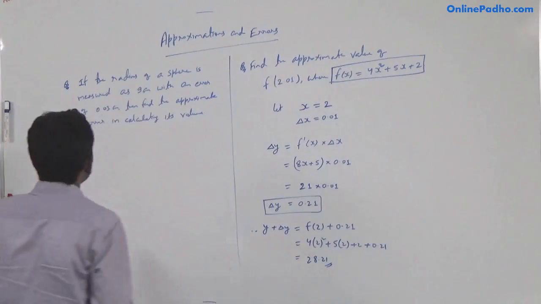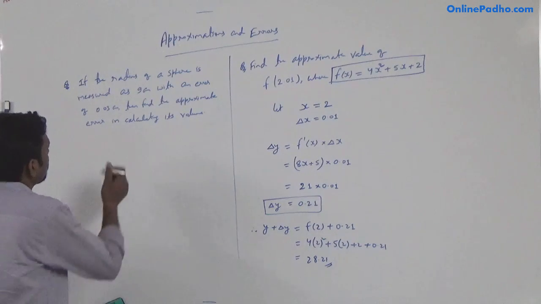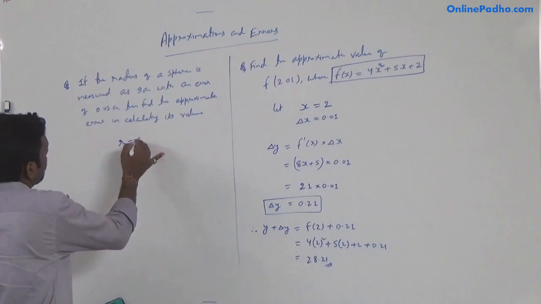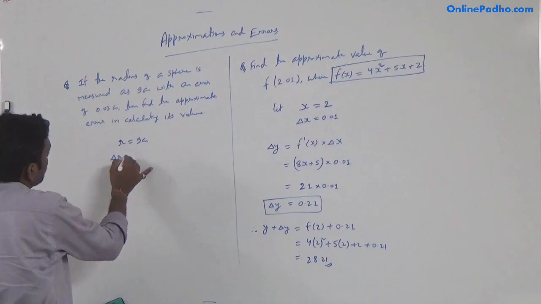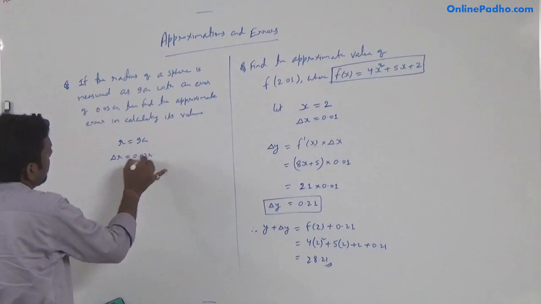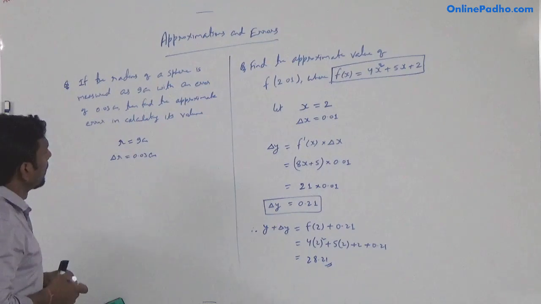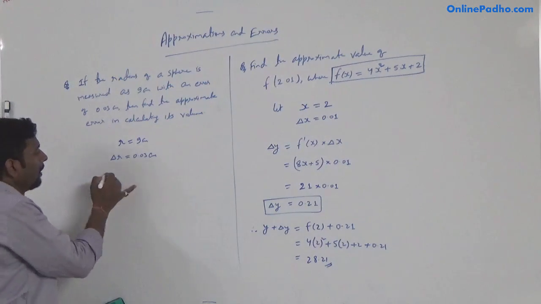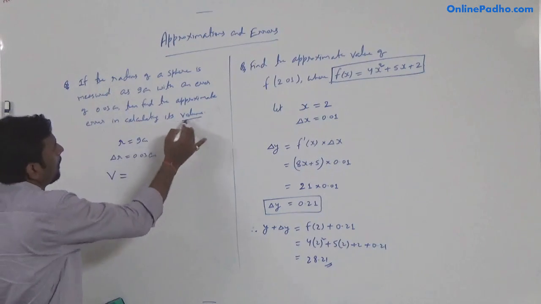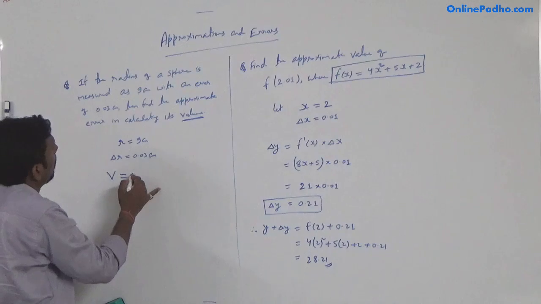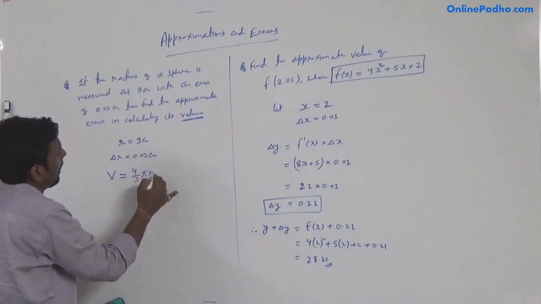So in this case, if the radius of a sphere is measured as 9 centimeters, so we can say that r is equal to 9 centimeter with an error, so delta r is equal to 0.03 centimeter, right? Find the approximate error. So we have to find the function of volume. Approximate error in what? Volume. So volume of a sphere can be written as 4 by 3 pi r cube.